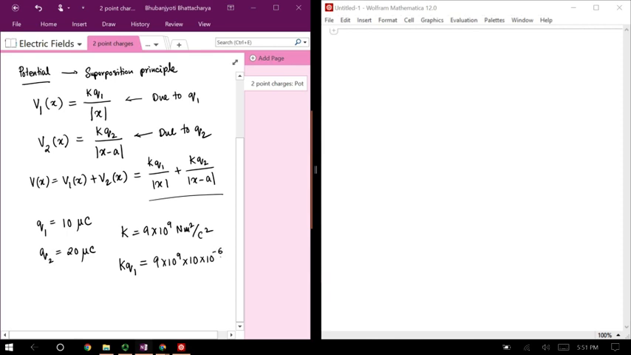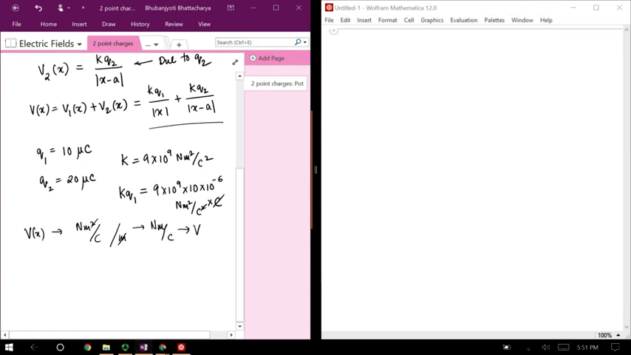And now let's put in all the units. So Newton meter squared over Coulomb squared multiplied by Coulomb. So this Coulomb squared and Coulomb will cancel. That's our KQ1. But now if I put in KQ1 in Newton meter squared over Coulomb and then X in meters, then the potential V of X will show up. The unit for potential would be Newton meter squared per Coulomb, divided by meter. So this meter will cancel with that, and we got Newton meter per Coulomb. But notice that this is just volt, okay?